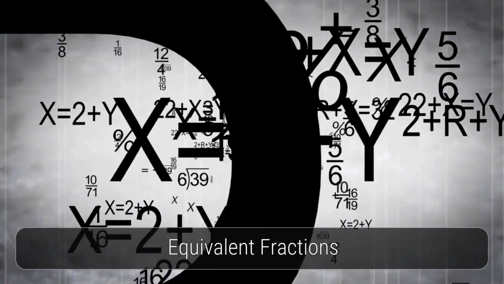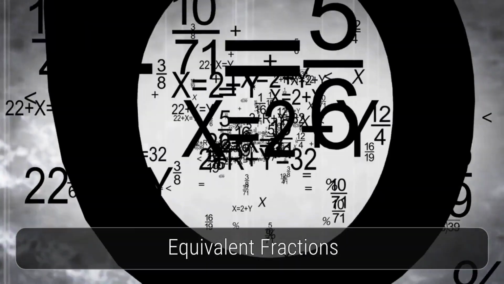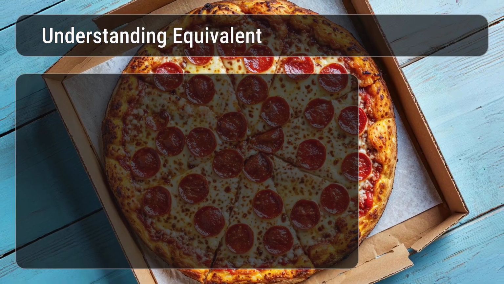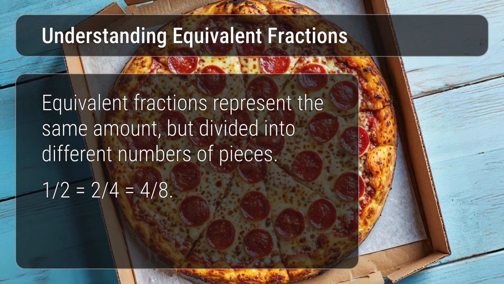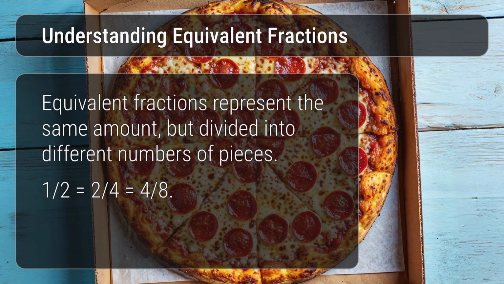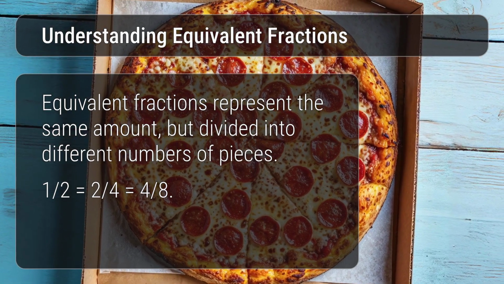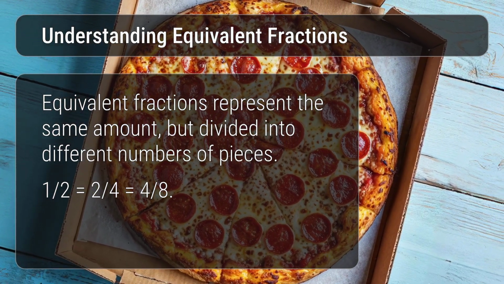Sometimes, fractions can look different but actually be the same amount. These are called equivalent fractions. Think about it, 1/2 of a pizza is the same as 2/4 of a pizza, right? And it's also the same as 4/8 of a pizza. These are all equivalent fractions. They represent the same amount, just divided into different numbers of pieces.